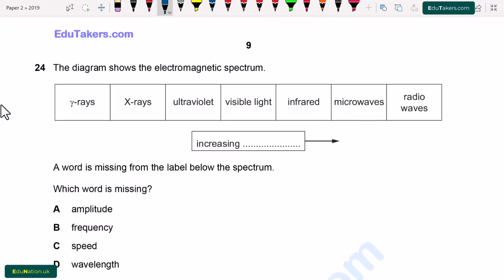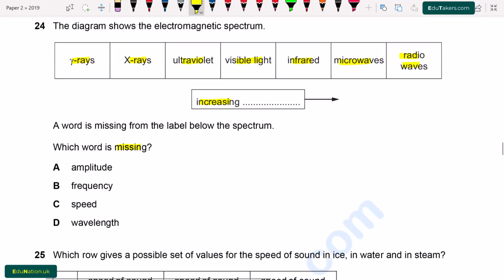Question number 24. The diagram shows the electromagnetic spectrum. Here are gamma rays, X-rays, ultraviolet, visible light, infrared, microwaves and radio waves. And here is written increasing. A word is missing from the label below the spectrum. Which word is missing? So which one of the following words is missing from here? Option A, amplitude. B, frequency. C, speed. D, wavelength.